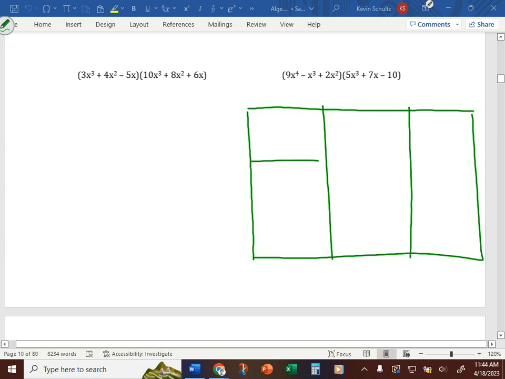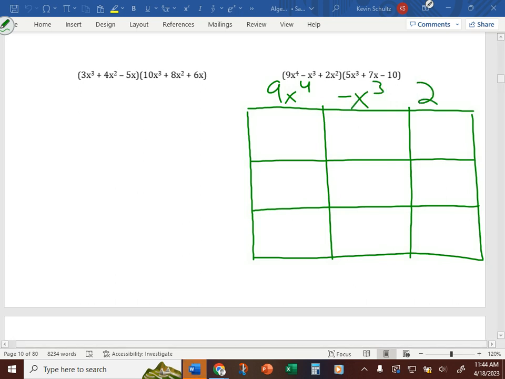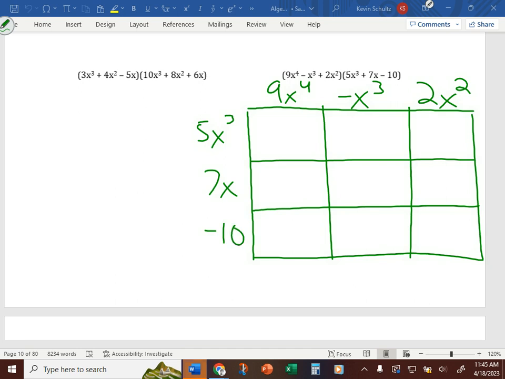Total, we got 9 squares. I think it's actually where the idea for 9 squared came from, was doing the box method here. 9x to the fourth. Negative x cubed. 2x squared. This time it doesn't matter which one goes across the top, which one goes down the side, because they're both 3. But we'll just put that one across the top. And then 5x cubed, 7x, negative 10. Don't forget that negative sign, the negative 10.